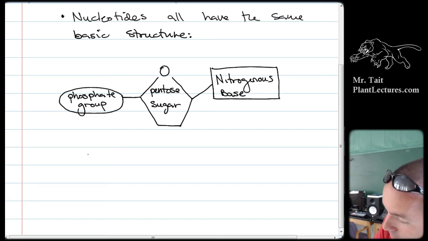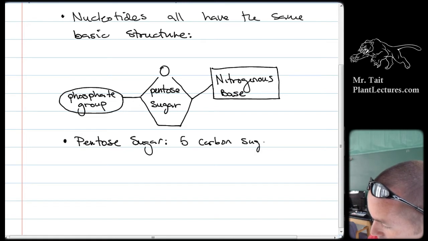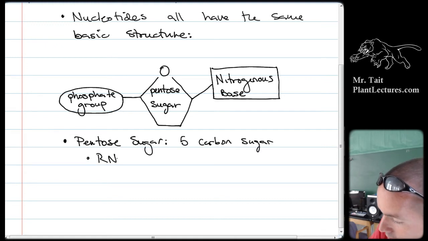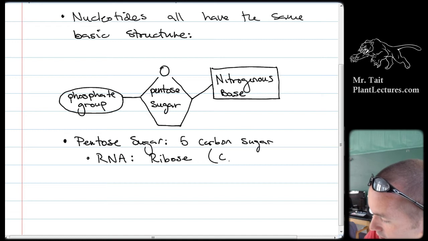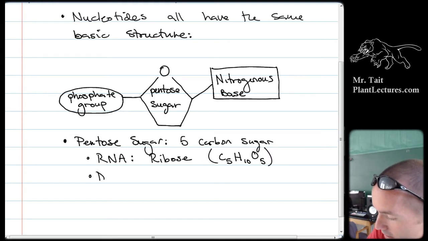So the sugar part. The pentose sugar. That's a 5-carbon sugar. Okay, and in RNA, that sugar is going to be named ribose, and it's going to have the formula C5H10O5. Okay, in DNA, it's going to be the sugar deoxyribose.